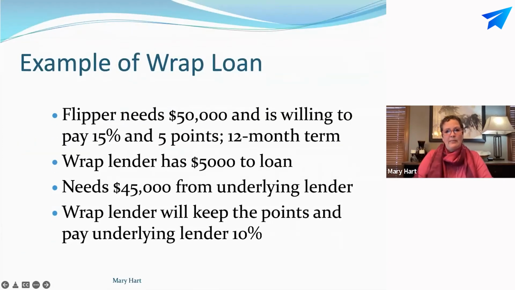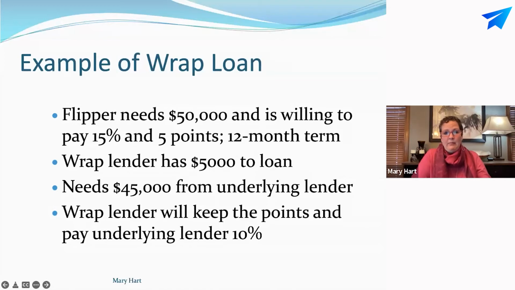All right, so here's an example of a wrap loan. And this example I did back in the day when you could easily get 15% and 5 points. That's harder to get now, but let's use it for the example. So let's say that I know a flipper who needs $50,000 and he is willing to pay 15% interest and 5 points, or 5% of the $50,000. He wants that money for 12 months. I said, that's great. It looks like a great deal. There's only one problem. I'm $45,000 short. I've only got $5,000. So what do I do?